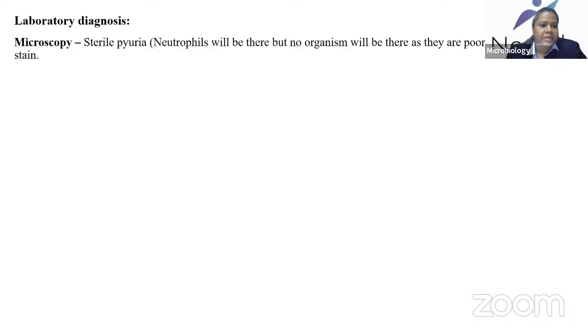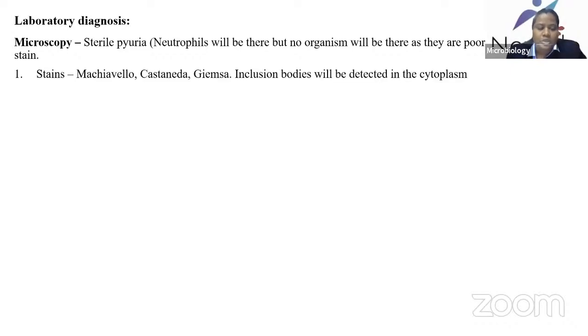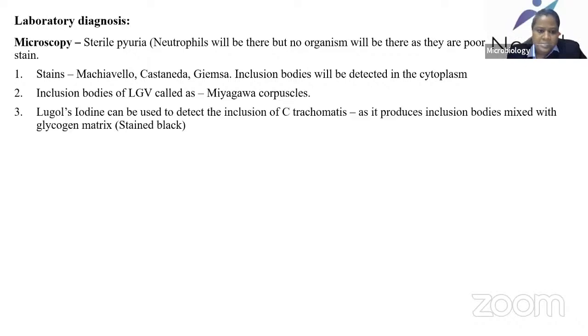Okay, moving on to the laboratory diagnosis of LGV. So basically, these patients might have sterile pyuria, that is, they might have neutrophils in the urine, but no organism will be found because they are poorly gram stained. They don't take up the gram stain. So the other stains which are usually used are Machiavello, Castaneda, and Giemsa stain, and the inclusion bodies will be detected in the cytoplasm. The inclusion bodies of lymphogranuloma venereum are called Miyagawa corpuscles.